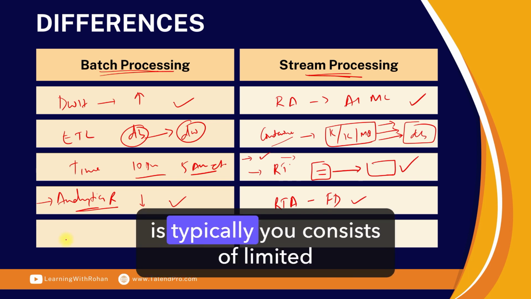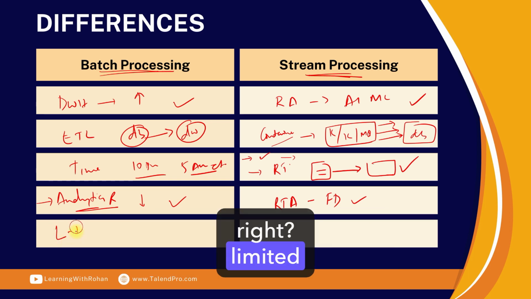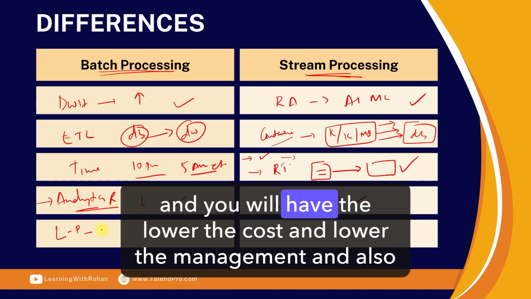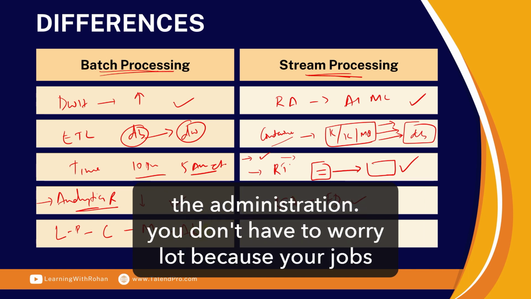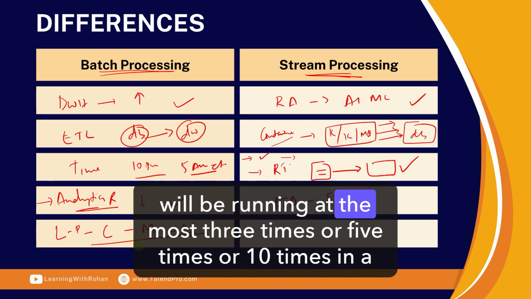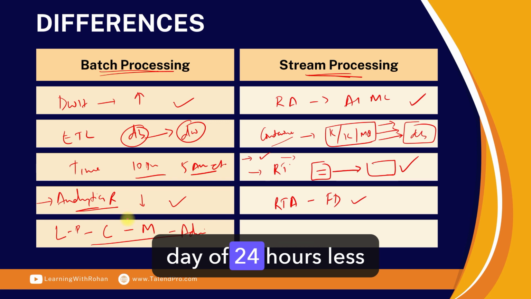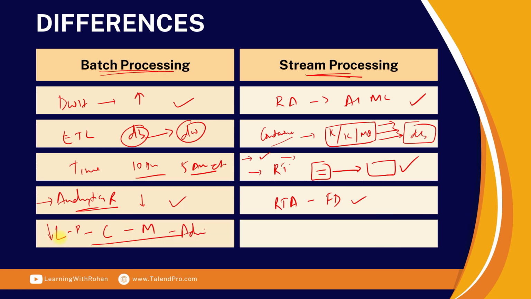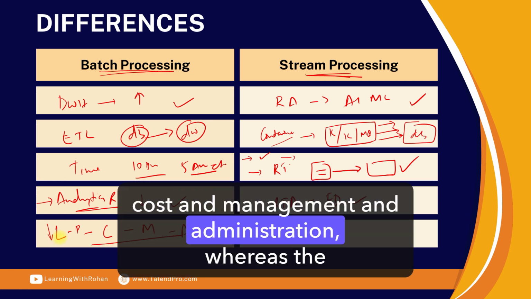Batch processing typically consists of limited processing, right? Limited processing, and you will have a lower cost and lower management and administration. You don't have to worry a lot because your jobs will be running at most 3 times or 5 times or 10 times in a day of 24 hours, so less processing cost and less management and administration.